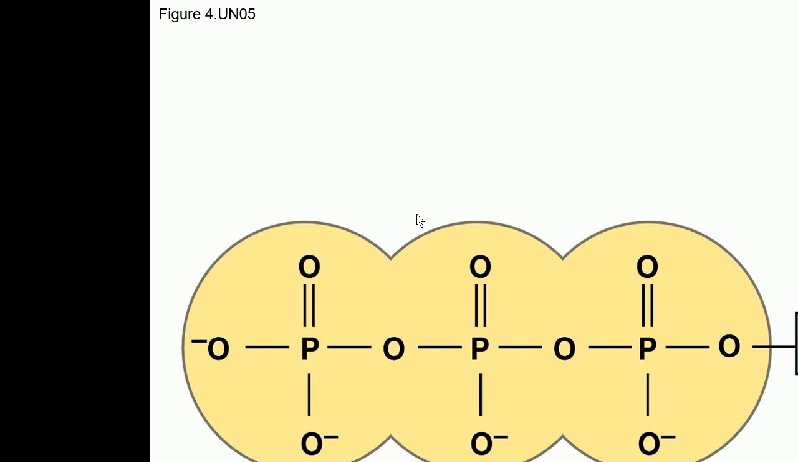The energy which is required to make the bonds between these negatively charged phosphates is stored in these bonds, and when these bonds are broken, a lot of energy is released. That is why ATP is considered the energy currency of the cells.